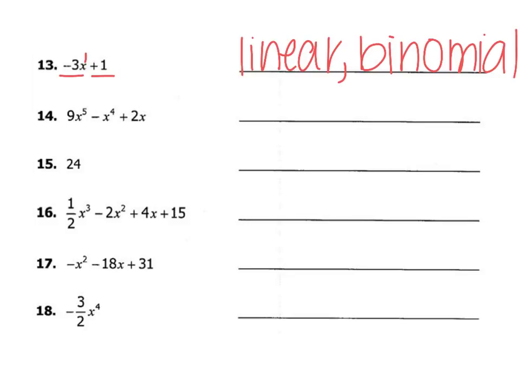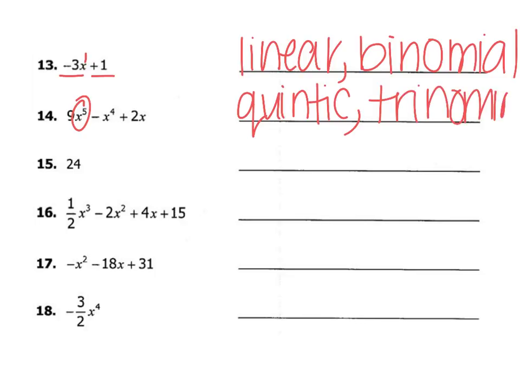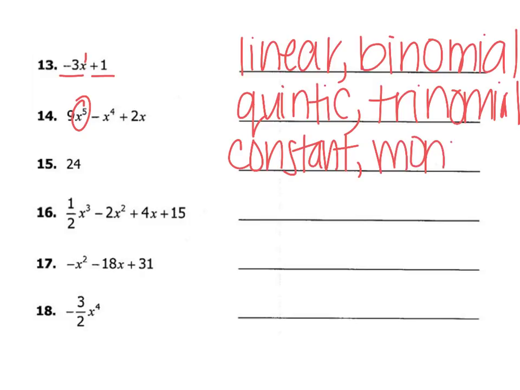All right, number 14, the highest degree is 5. So this is a quintic polynomial. So it's quintic, and there's three terms, so it's quintic trinomial. 15, this is just a constant because it's a number, no variable, no degree. It's a 0 degree polynomial. So we call this a constant monomial, single term.